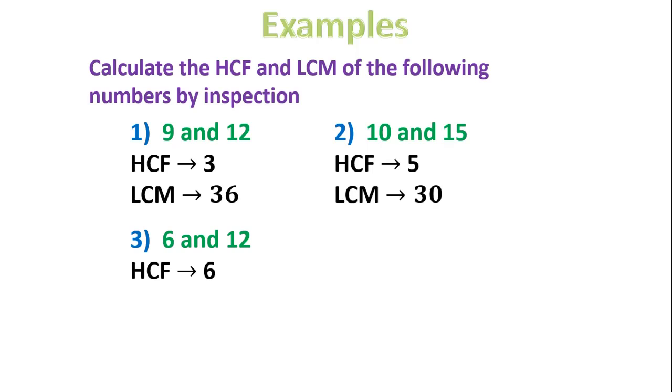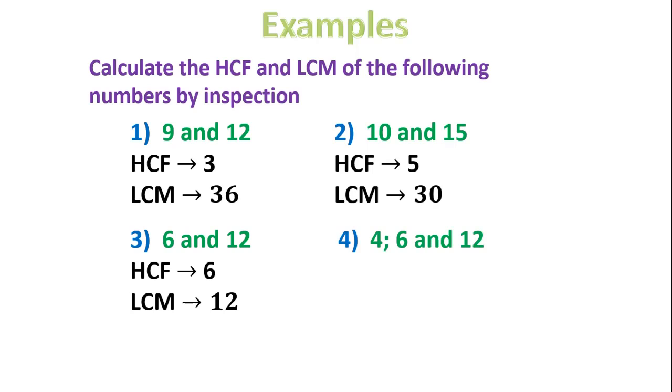Let's look at our lowest common multiple. What is the lowest number that both 6 and 12 divide into? So I take my larger of the two numbers, which is 12, and I ask, does 6 divide into 12? Yes it does. And so my lowest common multiple is 12, because both 6 and 12 divide into 12.